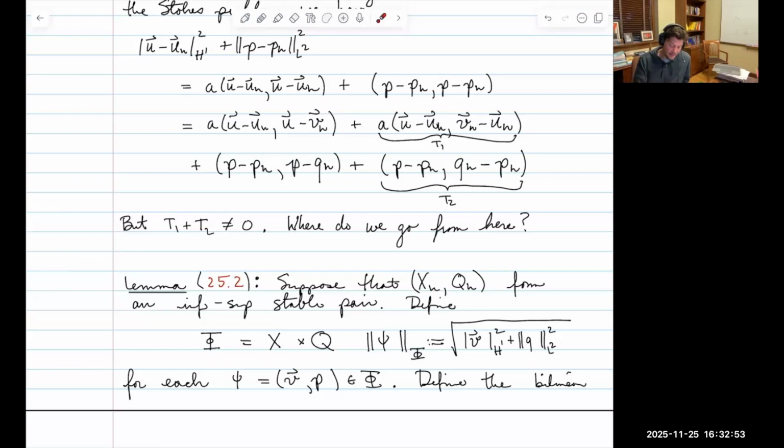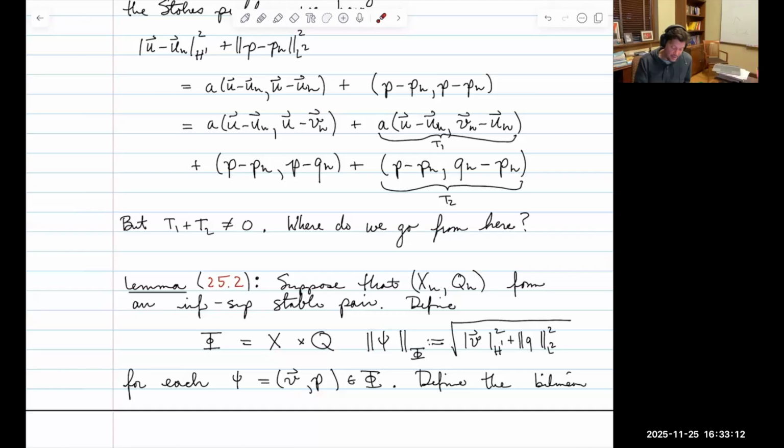But for the infinite dimensional spaces, let's take them and make a product space. And we're going to call the product space psi. Okay, so what is a product space? That just means you're going to take pairs.